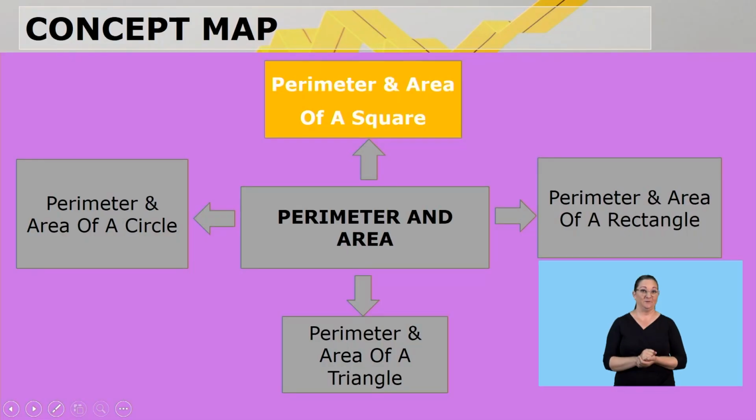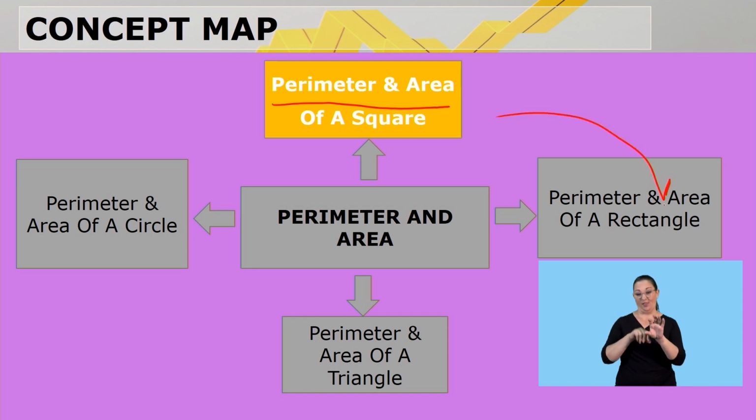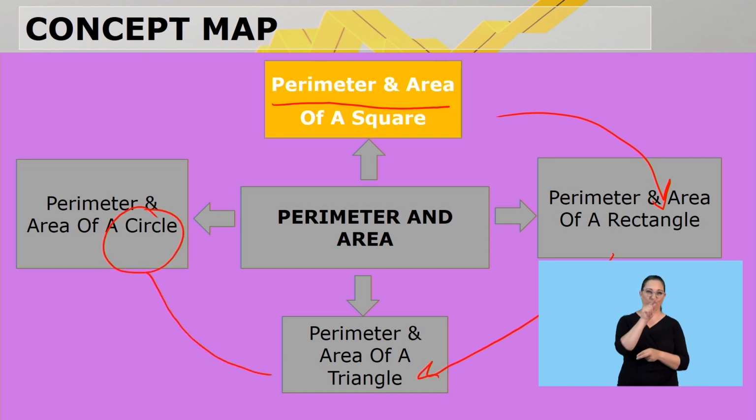Let's look at today's lesson. First, we're going to do the perimeter and area of a square. That's what we're going to do straight after this. Then we will move on to the rectangle, going on to the triangle, and then finally get to the circle.